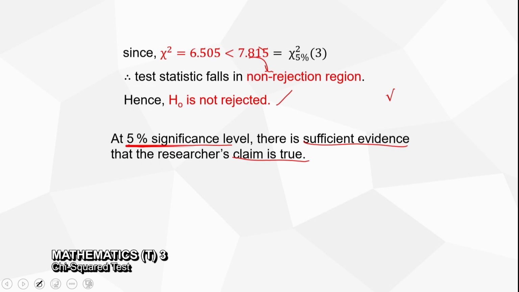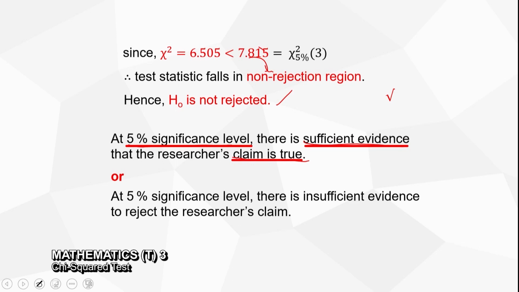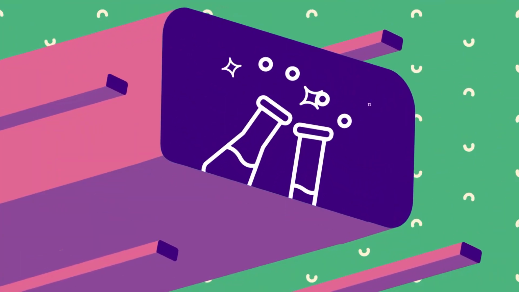Or maybe this is the best way of writing. Maybe students will write like this, since they like to use the word insufficient: at 5% significance level, there is insufficient evidence to reject the researcher's claim. Slightly different, but both bring the same meaning.